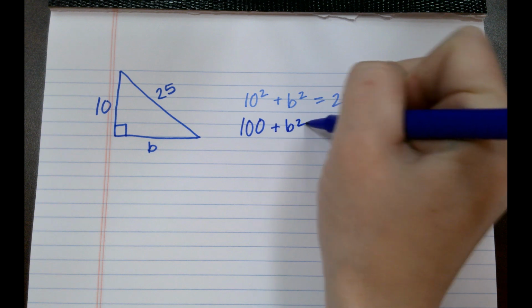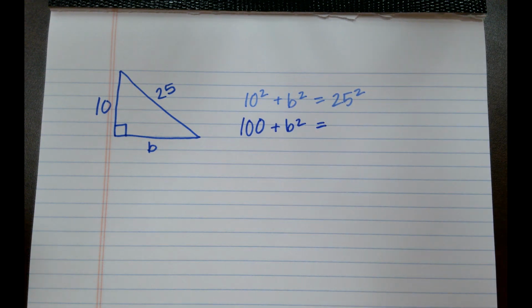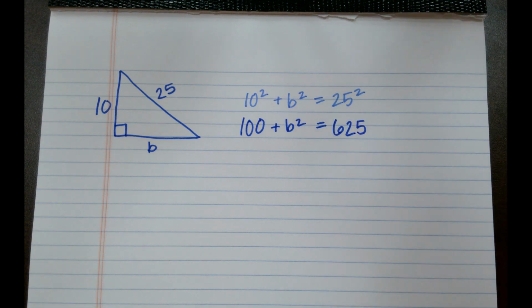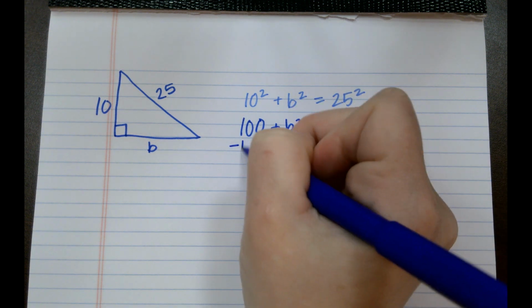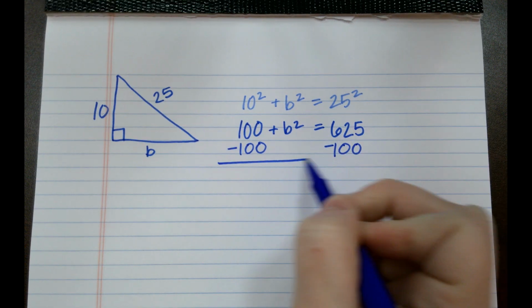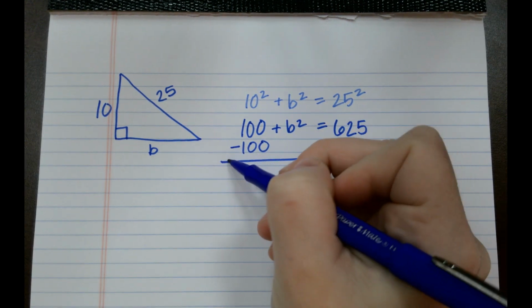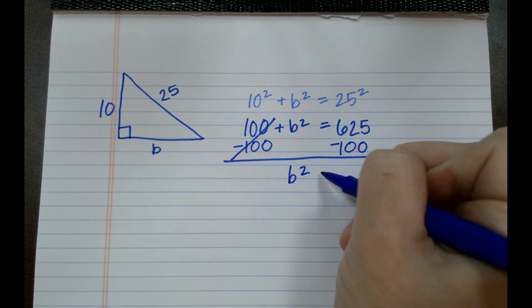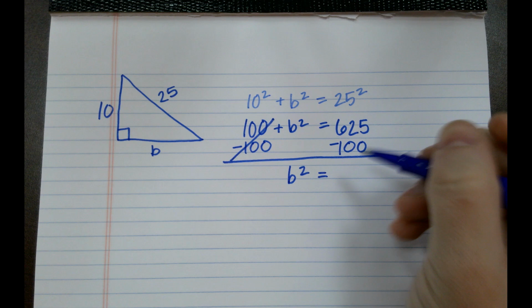Bring down my b squared. And then, let's see, 25 squared. That's going to be a big one, isn't it? Yeah, 625. Okay. So, what do we do from here? Subtract 100. Yeah, you're awesome. I don't even have to teach you. You're just doing it yourself. That's amazing. Okay, so we'll subtract 100 from both sides. And we'll be left with b squared equals what?